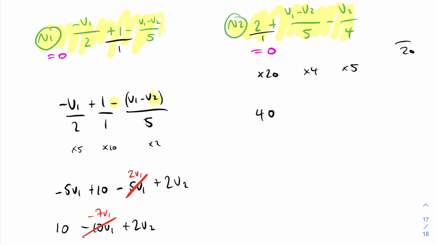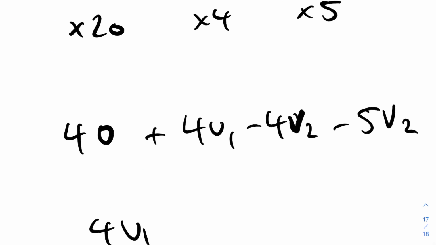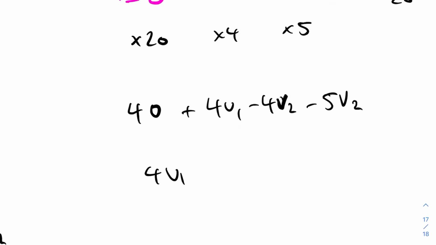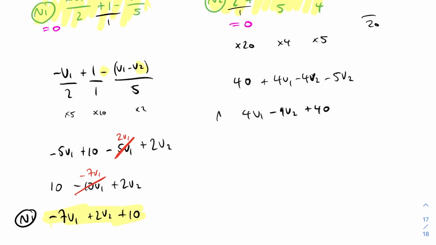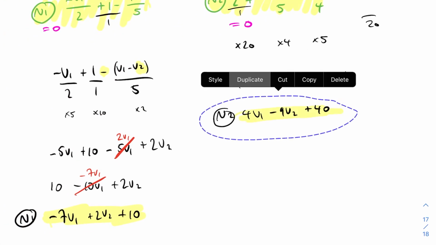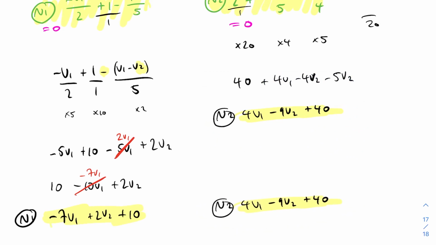Then 4, so plus 4 v1 minus 4 v2, and then minus 5 v2. That leaves you with 4 v1. I thought I said 42. I was like, what? That's 4 v2. So 4 v1 minus 9 v2 plus 40, and this is node 2. Let's just duplicate that to be down here. Cool. Okay, all right, so now we need to do the simultaneous equations.